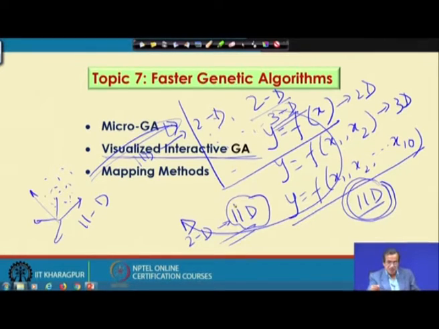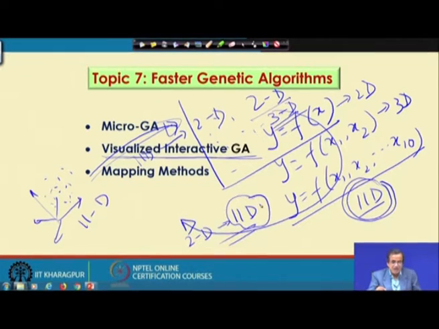The user is going to give information to the GA that you concentrate on this particular region, and this 2 dimensional data will be converted to 11 dimensions, because GA is working in 11 dimensions. By doing this, there is a possibility that the user is going to help the GA a little bit, that means the user is going to supply some intelligence to the genetic algorithm. That is the principle of the visualized interactive genetic algorithm.